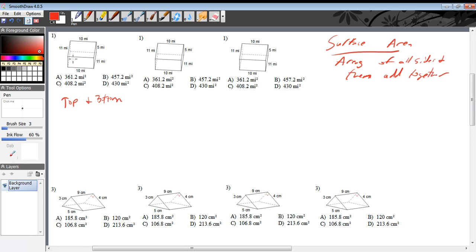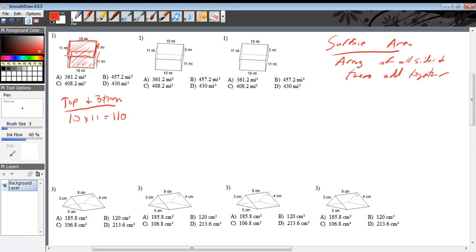Okay, so here, the top and the bottom. Here's the top, this one, and then the bottom is right below it. So it's going to be 10 by, let's see, this length right here, or this length, is 11. So it's 10 by 11, which is equal to 110.